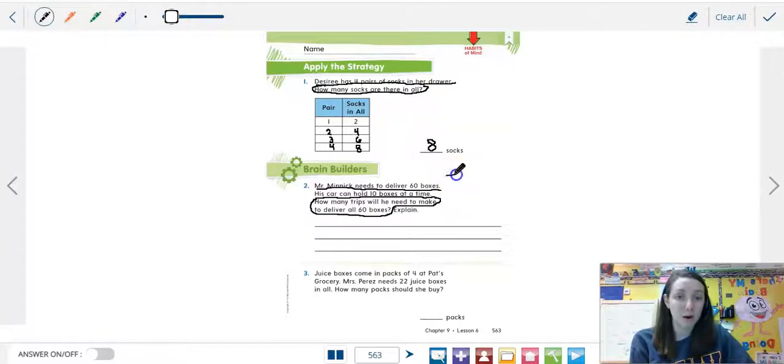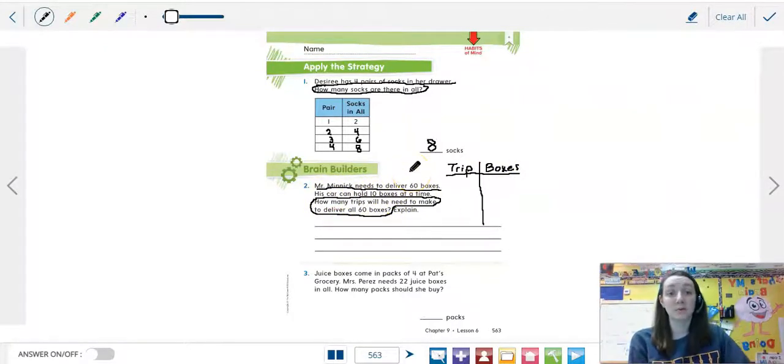So I'm going to make my table right over here. Okay? And I'm going to say this is number of trips. Okay, and then this is boxes. So we know that his car holds 10 boxes. So one trip he's going to be able to take 10 boxes. So one trip, 10 boxes. We know we have to get to 60. So let's see how many it takes until I get to the 60 over here.